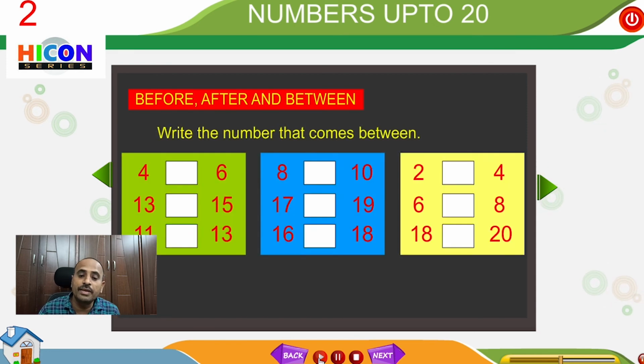So write the number that comes between. So children, up to now we have learned how to write the before numbers and how to write the after numbers. In this we have to write the between numbers. Which number comes between 4 and 6?